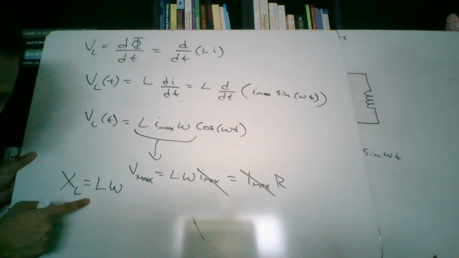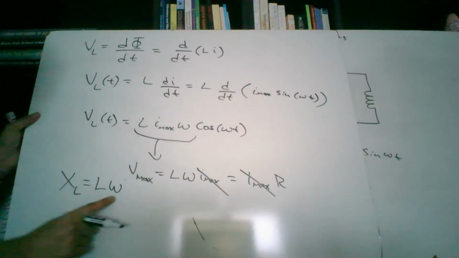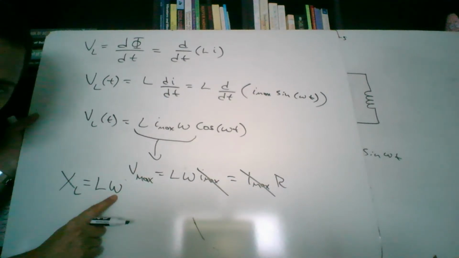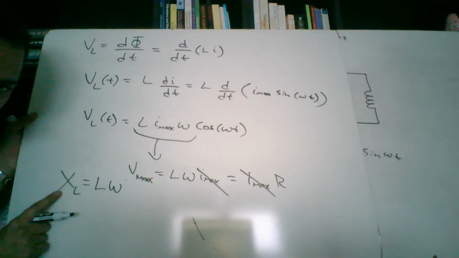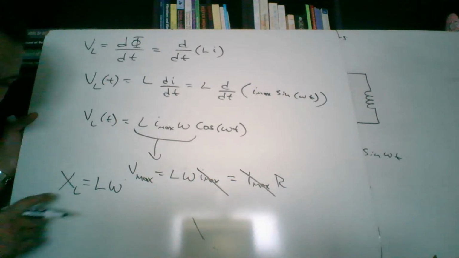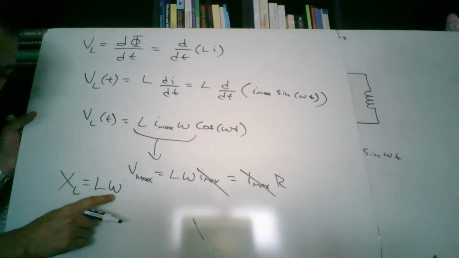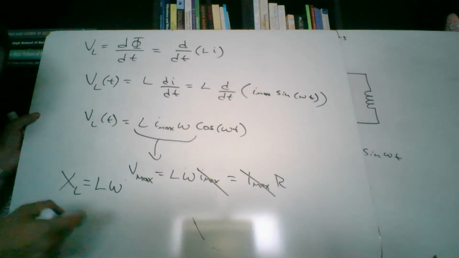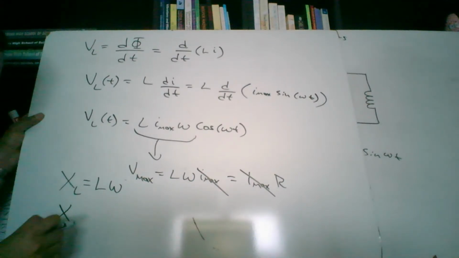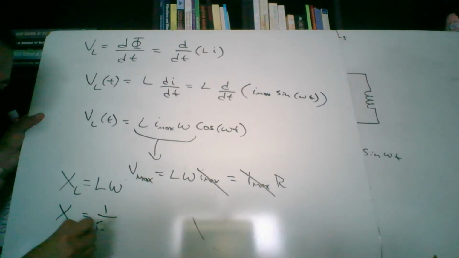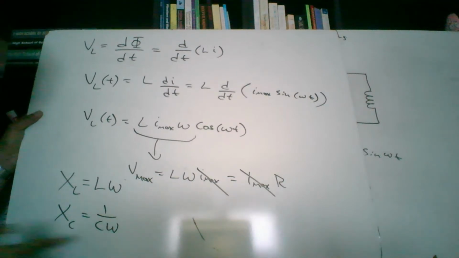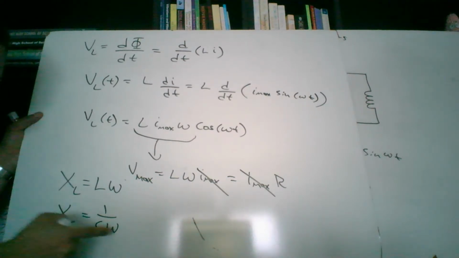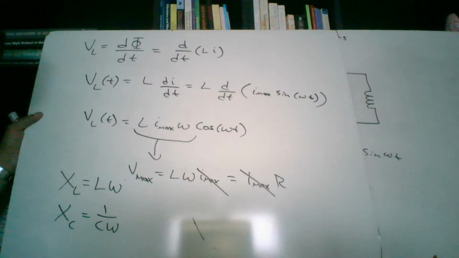And it's consistent with what we had said. If the angular frequency goes up, the resistance will go up. If the angular frequency goes down, then the resistance of the inductor will go down. And it's the same thing with capacitors. If we just put the capacitors here, the capacitive reactance, it was 1 over C times omega. And so this is inversely proportional. So as omega goes up, the resistance will go down.